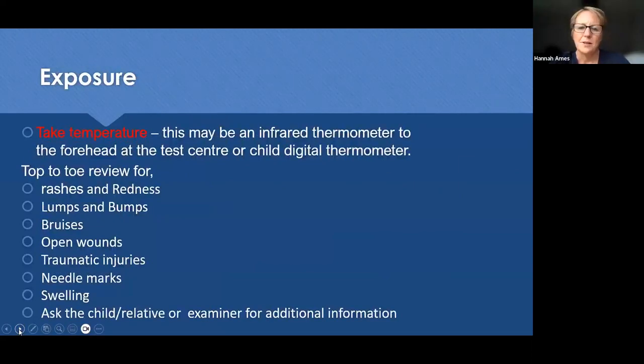And then we're on to exposure. So you're going to take the child's temperature, and then you want to review the mannequin and ask the parent if there's any injuries, rashes, bleeds, bruises, kind of top to toe, any swelling. So you're going to document that down for E.